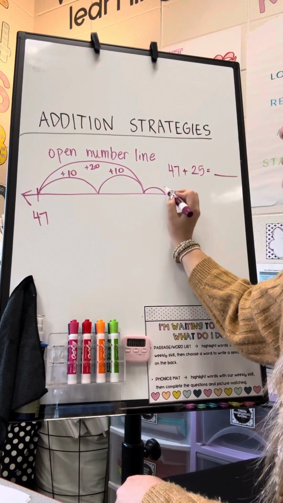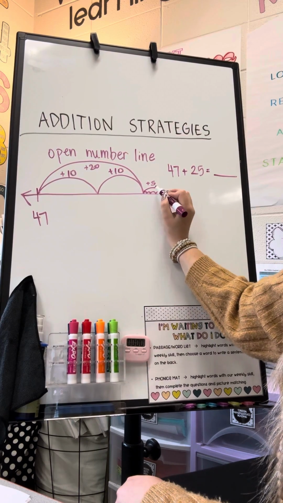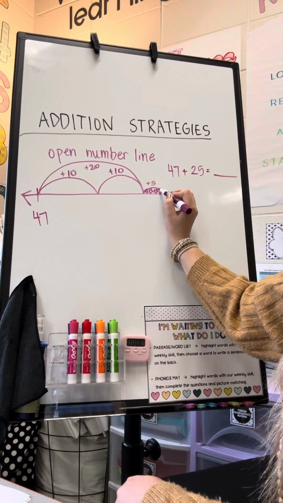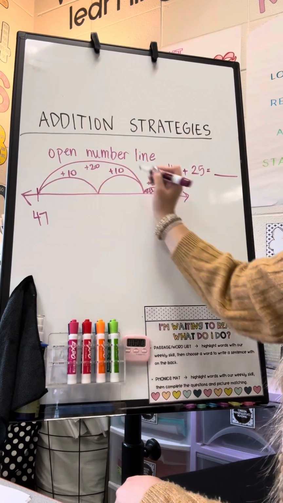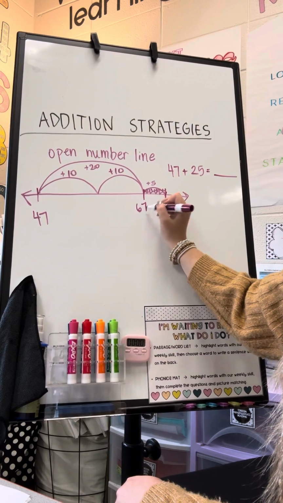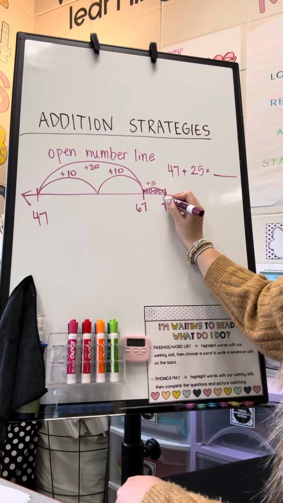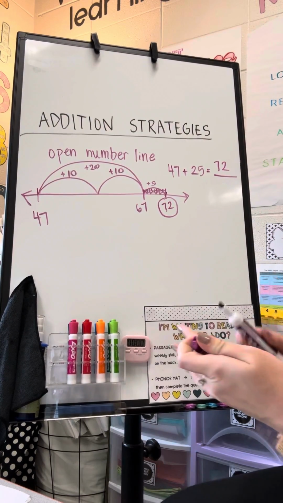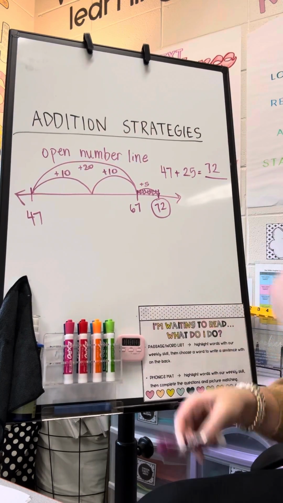And then you could do a jump of 5, or if they need to, those 5 tiny individual jumps of 1, they can do that as well. Okay, so 47 and 20, 67, plus the 5, that's going to give us 72. Okay, so that is the open number line. I went through that pretty fast, but that's the gist of it.